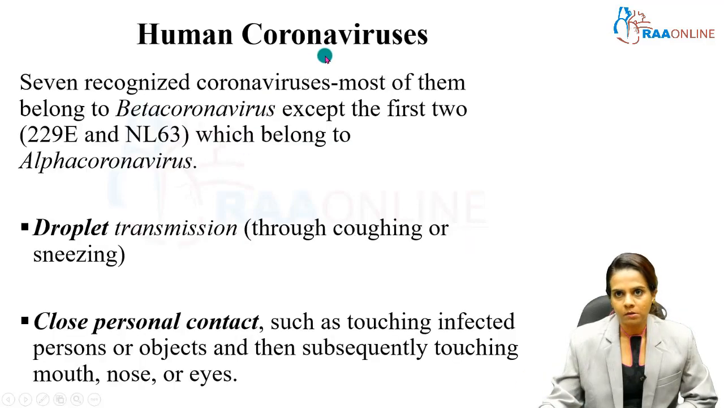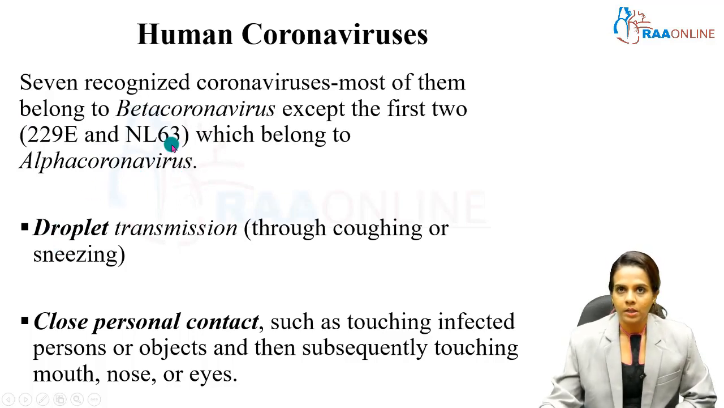So, human coronaviruses. There are 7 recognized coronaviruses, and most of them belong to beta coronavirus except the first 2, that is 229E and NL63. These alone belong to alpha coronavirus.